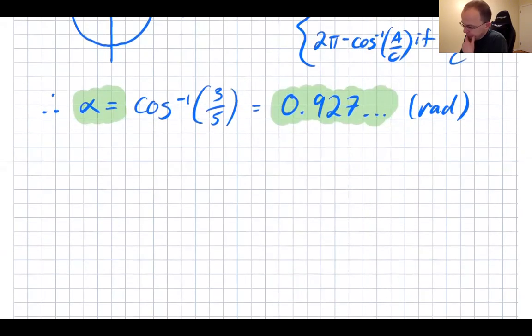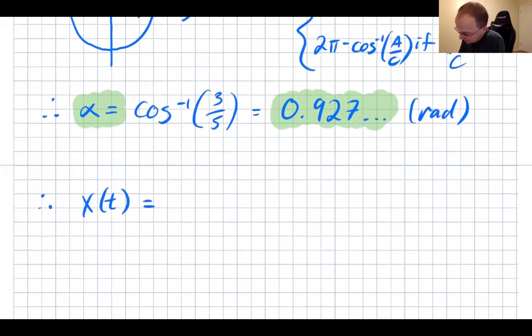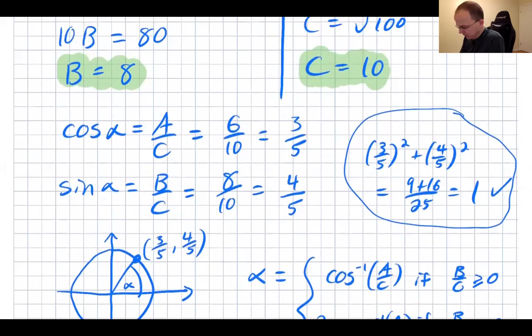And now we can write our solution down. So therefore, x of t is going to be equal to c. So well, let me just write it. So it'll be c e to the negative 5t. Let me just check.